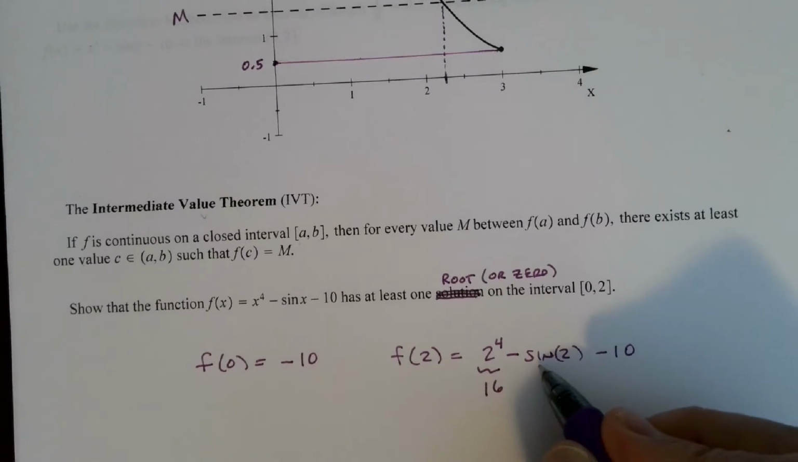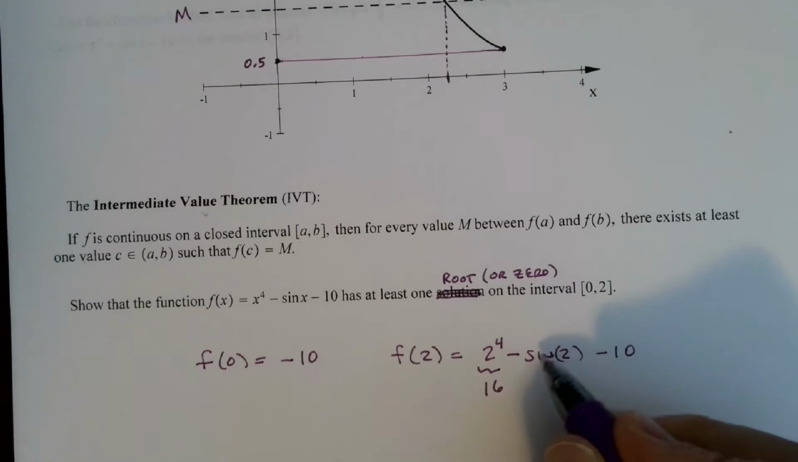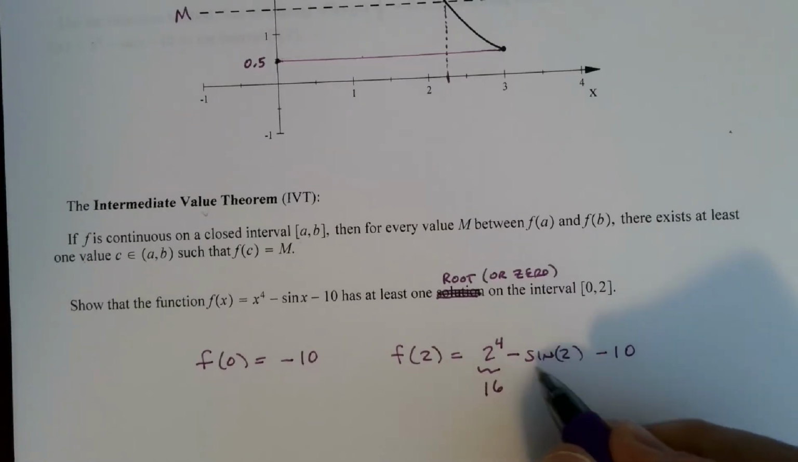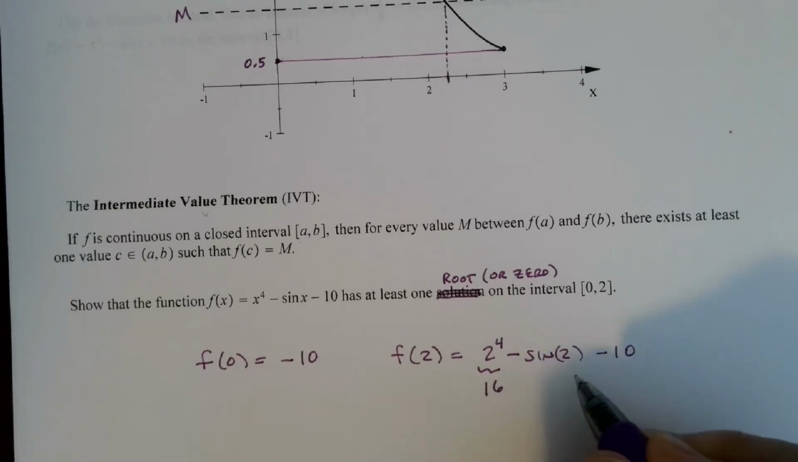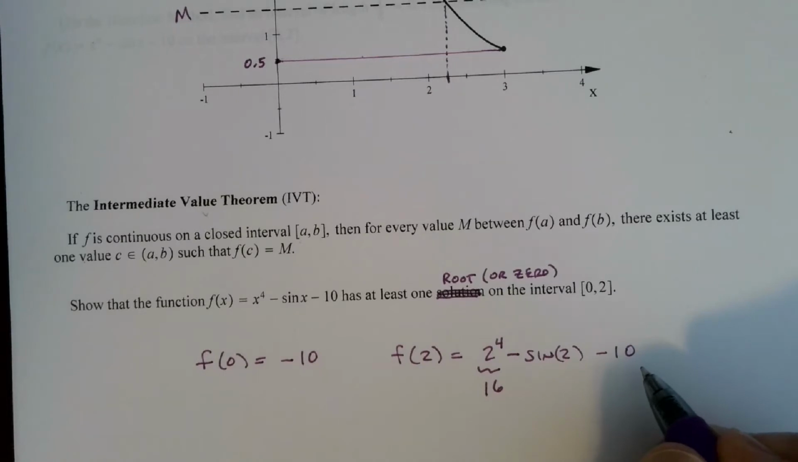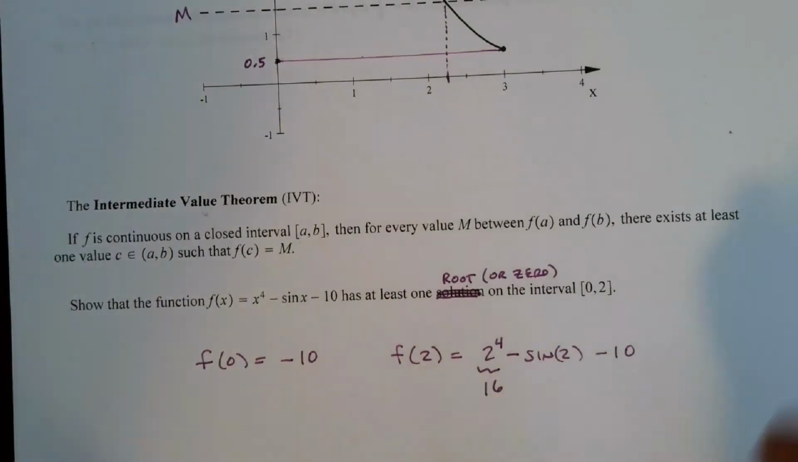Sine of 2, I don't know exactly what it is. I can use the calculator. But it is going to be clearly less than 1, right? Because the sine is always between -1 and 1. So the biggest this can be is 1. So this 16, let's say it's close to 1. 16 minus 1 minus 10 is 16 minus 11. This value could be 5. Do my subtraction. I'm not too good with that, huh? 16 minus 11 is 5. Right? It could be 5.